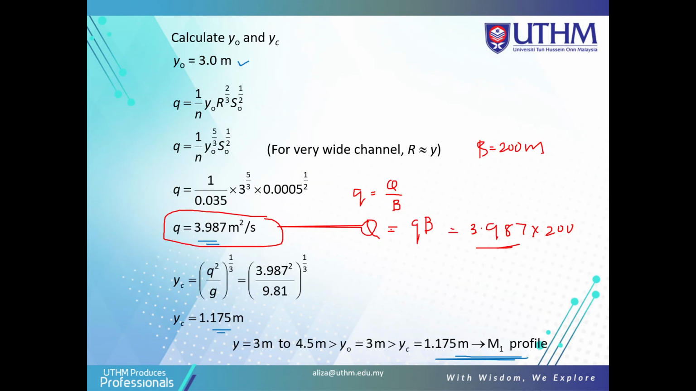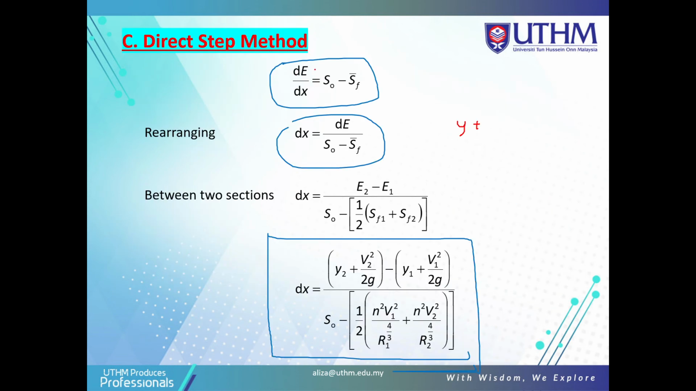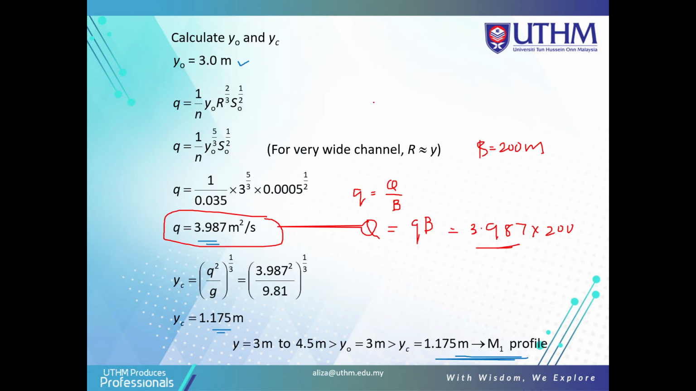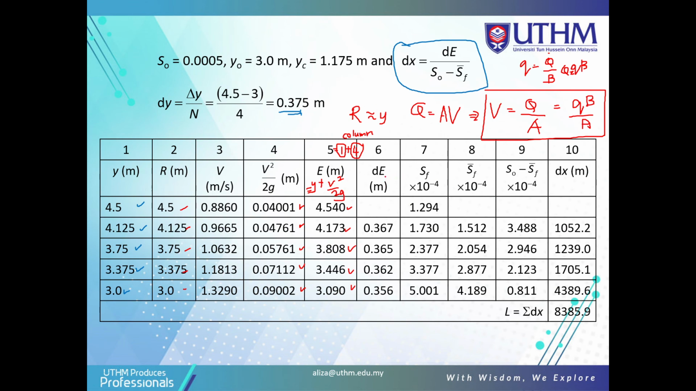DE is based on the value here. So you must find the DE over the F, sorry, so you get the DE. You get the DE based on this one minus this one, you get 0.367 here. 4.540 minus 4.173, you get 0.367. This one minus this one, so you get this value. So you get the DE here.